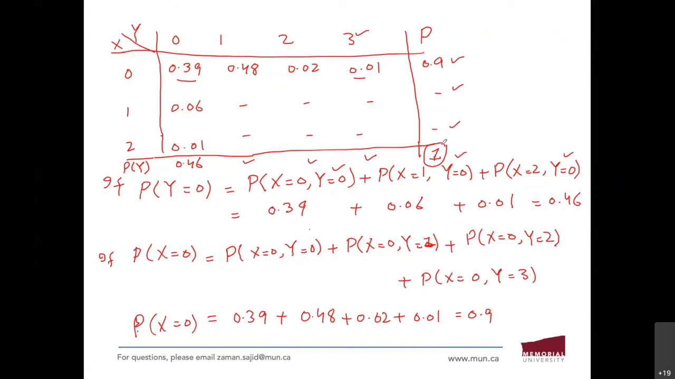Now once you have completed this table, and let's say I eliminate this value, you can easily find out what the missing value was, because you know the sum of all of this should be equal to 0.9 and the sum of all these should be equal to this value. So you can easily find your missing value.